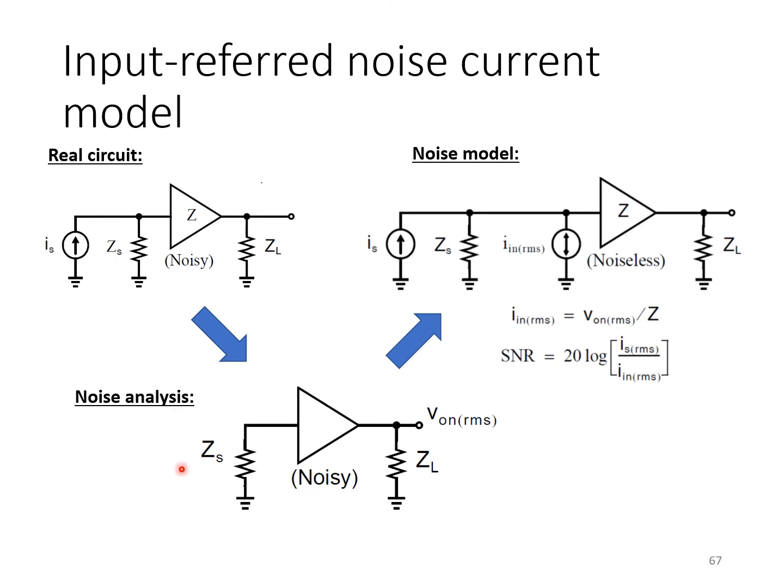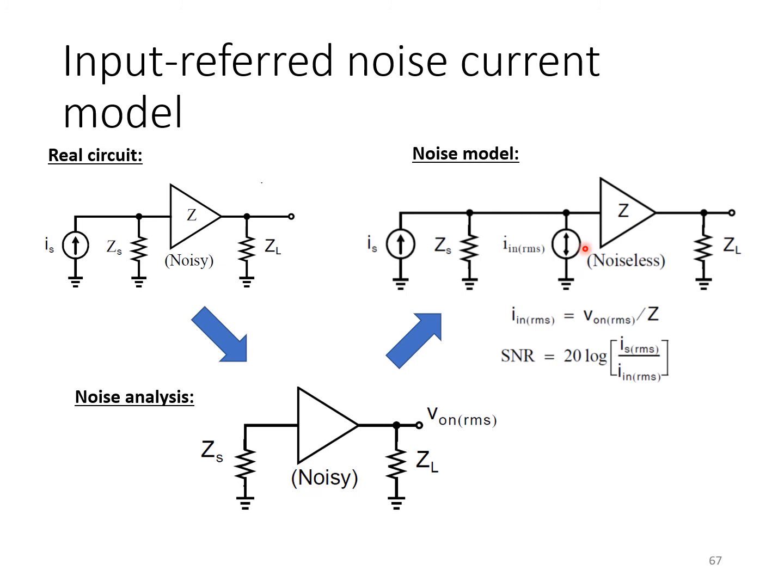Again, you set the source to 0. In this case, that means open circuiting IS, and you perform the noise analysis, either hand analysis or simulation, with ZS connected to the input of the amplifier. The noise analysis will give an output noise RMS, and that then can be input referred by dividing by the transimpedance gain of the amplifier, in this case Z.